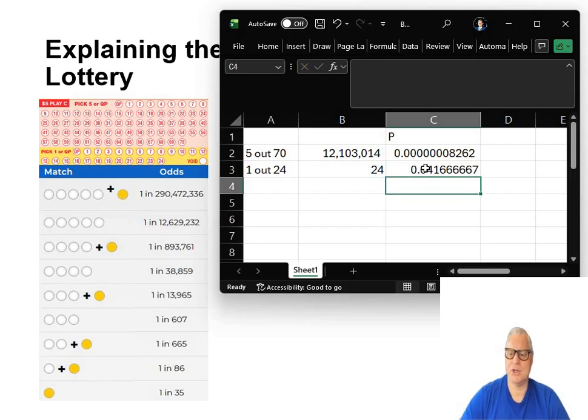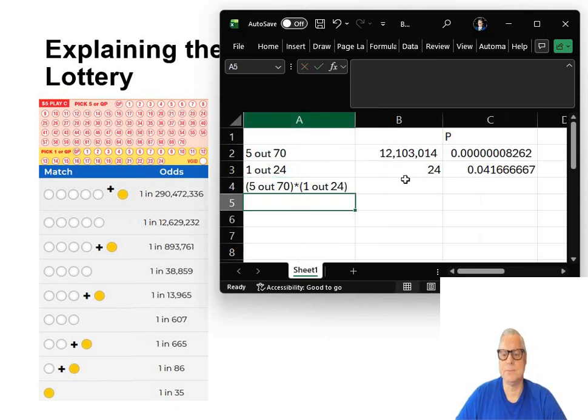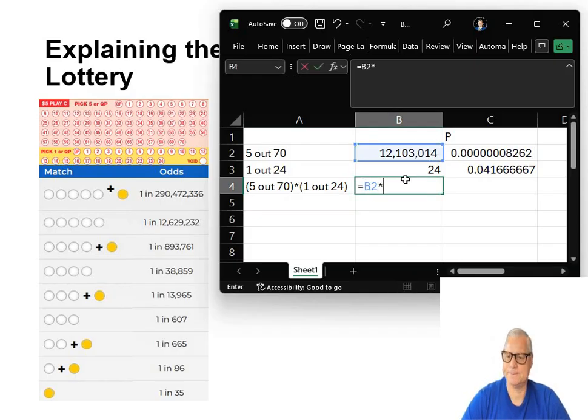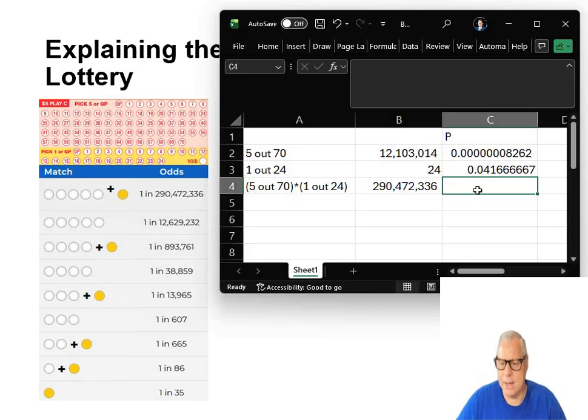Okay, so how many ways are there in total of winning? So that is 5 out of 70, times 1 out of 24. If you just multiply those, we now get 1 in 290,472,336. And I'll just spare you the probability, it has lots of zeros, obviously.